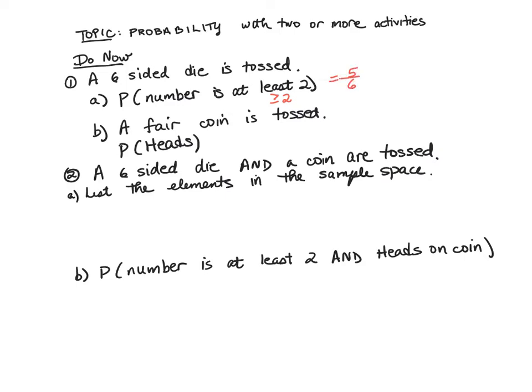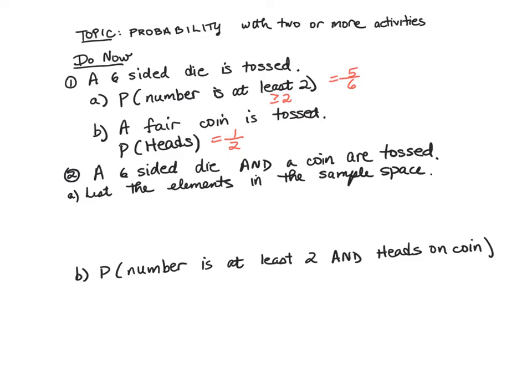If we toss a fair coin, the probability of heads is 1/2. Now notice that tossing a die is one event, and tossing a coin is one event. But when we put these two together, in number 2, if we toss a six-sided die and a coin, let's list the elements in the sample space. In other words, write down all the outcomes.